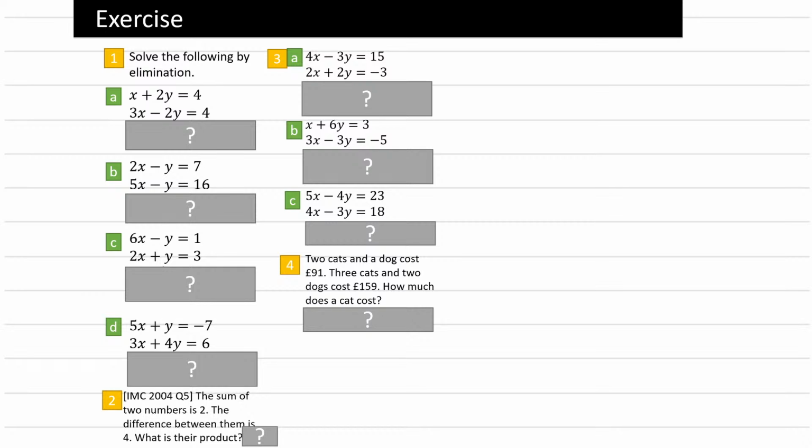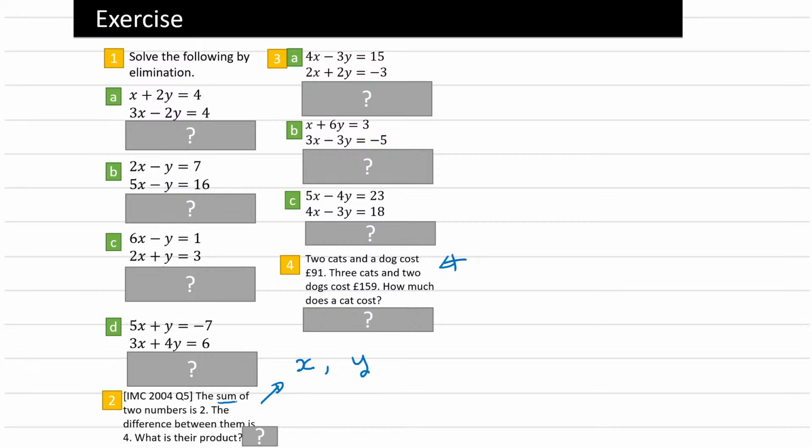Okay, so you can see there are some worded questions here. And I'll give you a hint for question 2. Again, this may be an exam question. So it says here, the sum of two numbers is 2. The difference between them is 4. What is their product? All right, so let's say my first number is x. My second number is y.